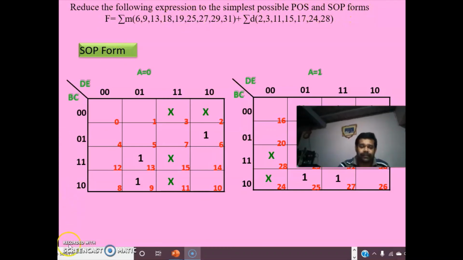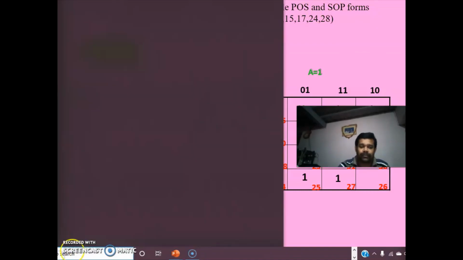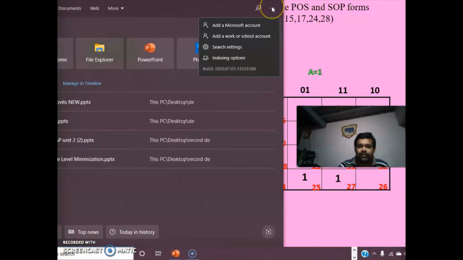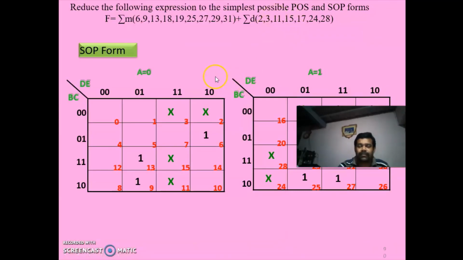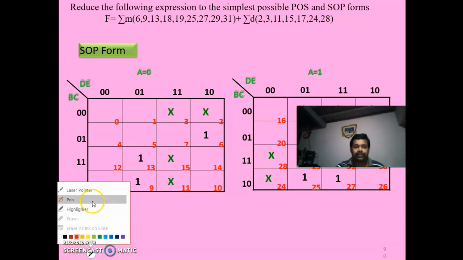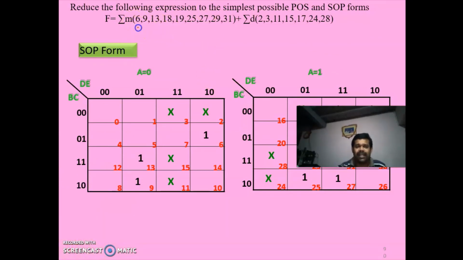This is the given question, and the question has both minterms as well as don't cares. This is a 5 variable map question because the highest term you are having is 31. So from that itself we can understand that the number of variables needed to represent 31 is 5.